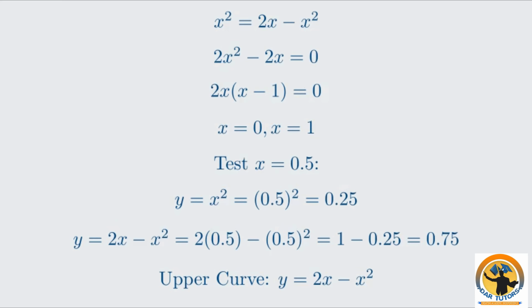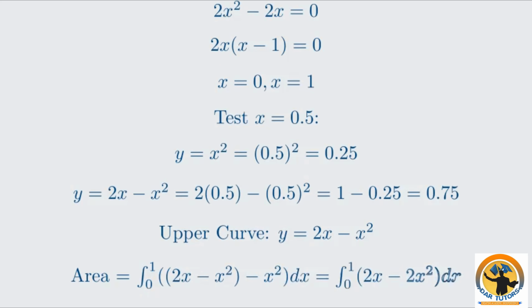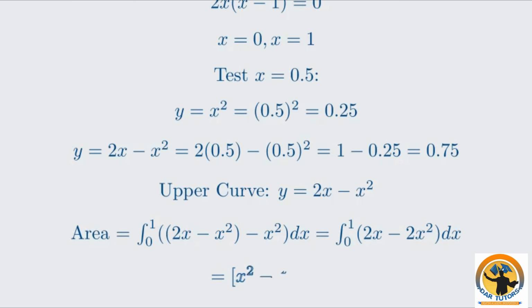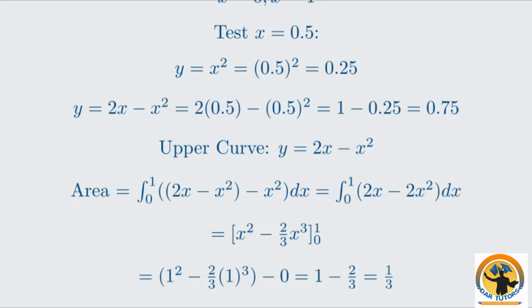Now we can set up the integral for the area. The area is the integral from 0 to 1 of the upper curve minus the lower curve. This simplifies to the integral of 2x minus 2x squared. Finally, we evaluate the integral. The antiderivative is x squared minus 2/3 x cubed. Evaluating from 0 to 1 gives 1 minus 2/3, which is 1/3. The area enclosed by the two curves is 1/3 square unit.